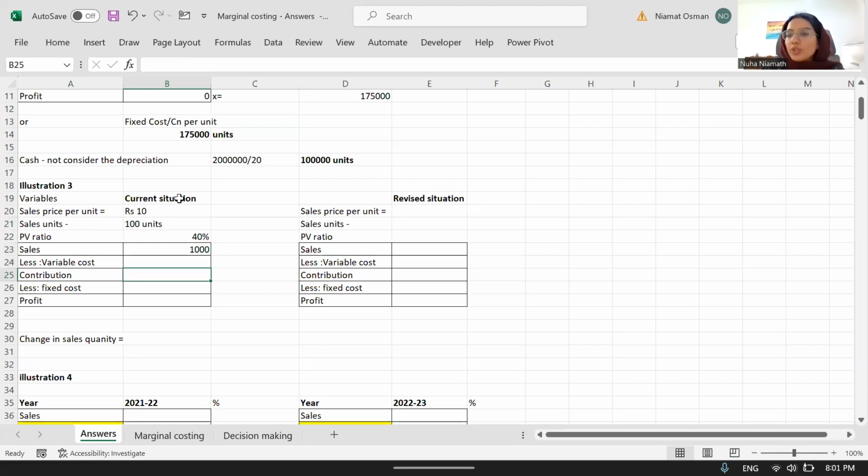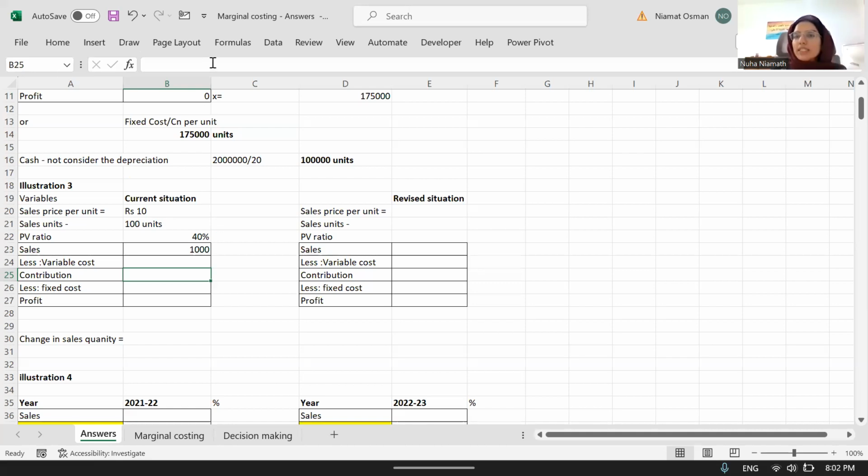What we have as information is that the PV ratio is 40%. So what is my contribution if my PV ratio is 40%? Can somebody tell me? Sneha has said 60%. Jansi has said 400. Good. Mansi has said 400. Very good.